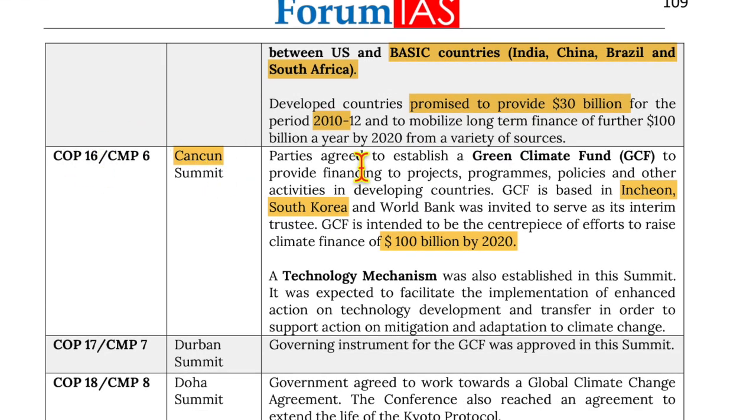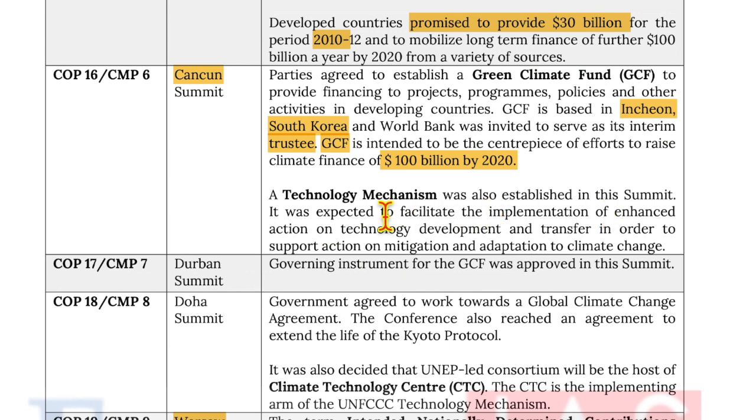COP16, that is the Cancun Summit, parties agreed to establish a Green Climate Fund to provide financing to projects, programs, policies, and other activities in developing countries. Now, the Green Climate Fund is based in Incheon, South Korea, and the World Bank was invited to serve as an interim trustee. Now, the Green Climate Fund is intended to be the centerpiece of efforts to raise climate finance of $100 billion by 2020. A technology mechanism was also established in this summit.